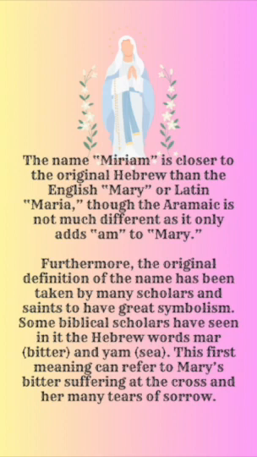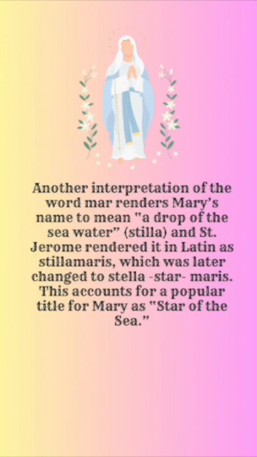Some biblical scholars have seen in it the Hebrew words mar, bitter, and yam, sea. This first meaning can refer to Mary's bitter suffering at the cross and her many tears of sorrow. Another interpretation of the word mar renders Mary's name to mean a drop of the sea water, stilla, and Saint Jerome rendered it in Latin as Stilla Maris, which was later changed to Stella Maris. This accounts for a popular title for Mary as Star of the Sea.